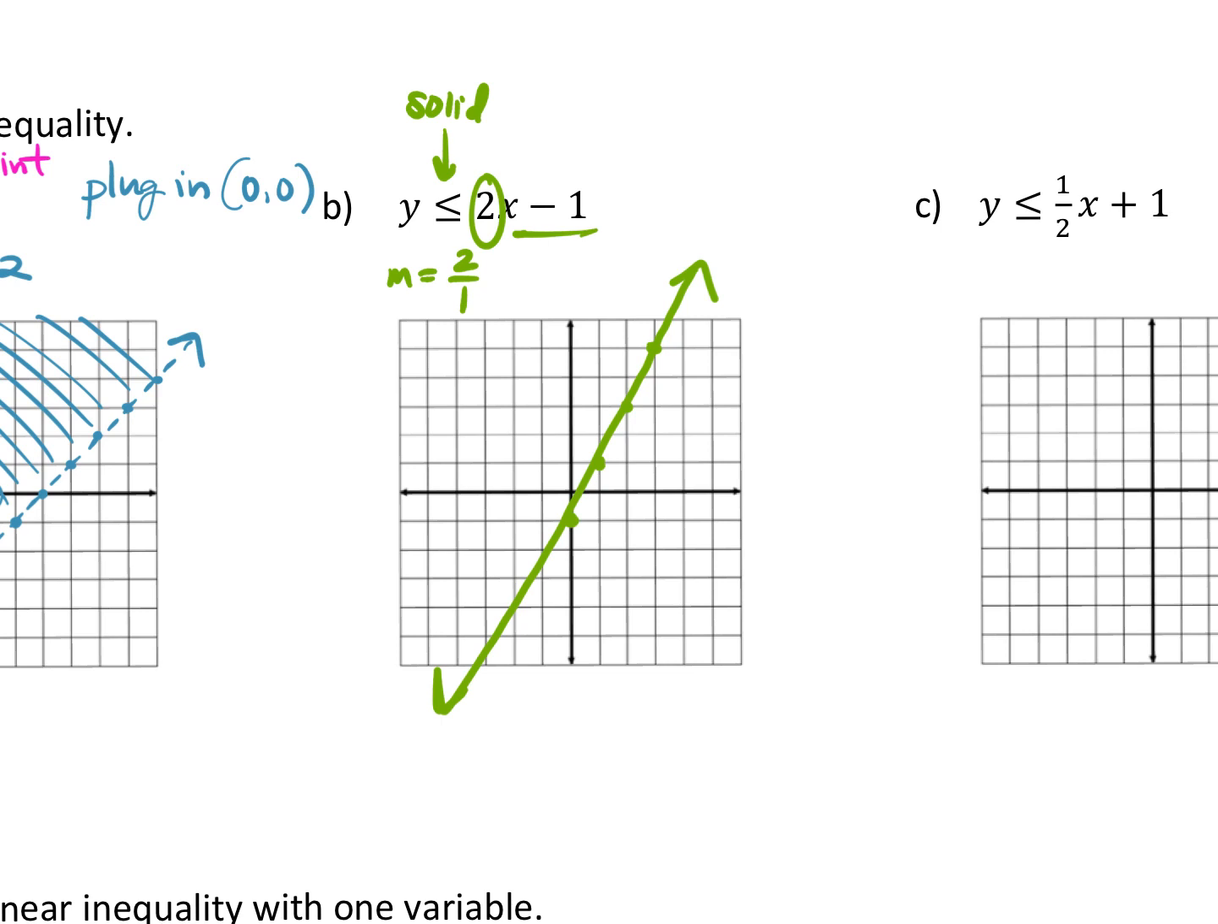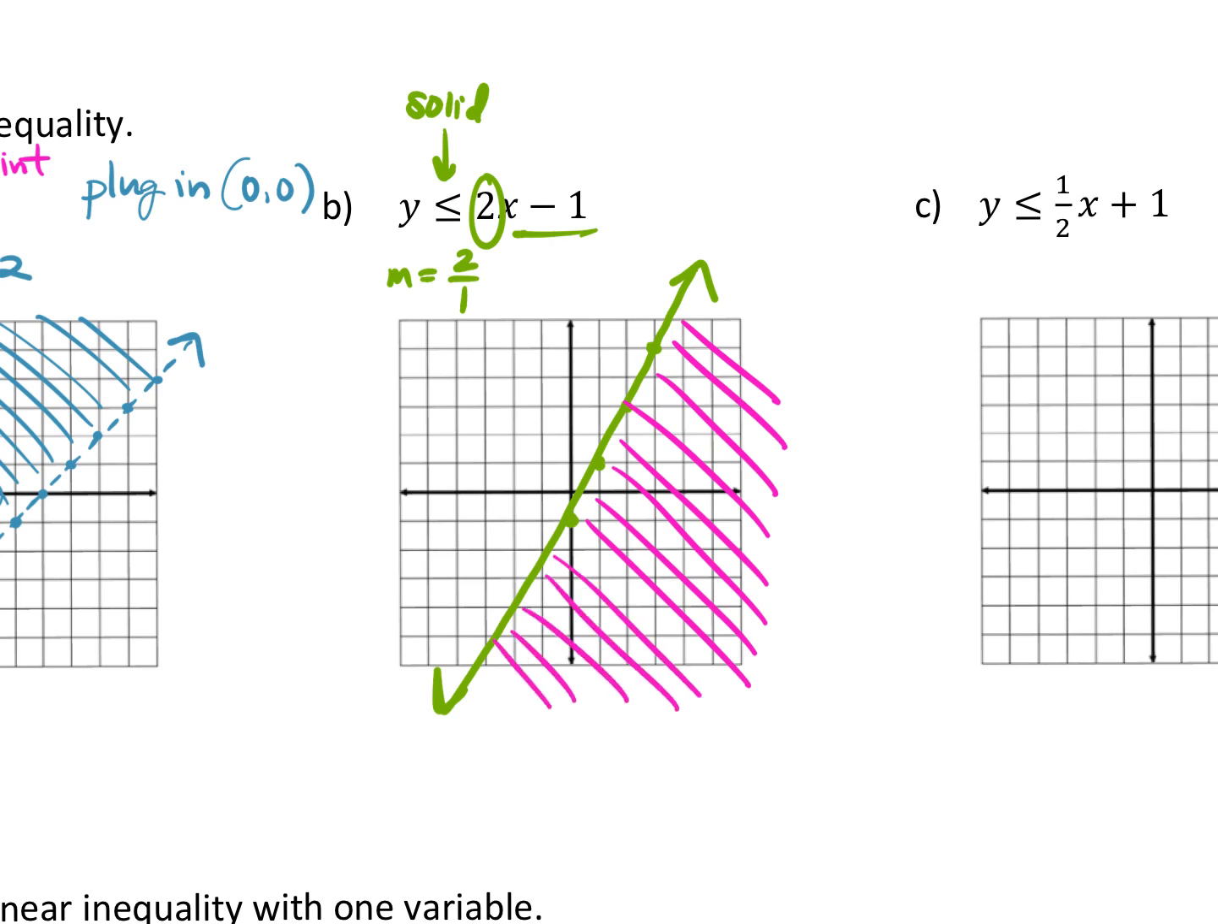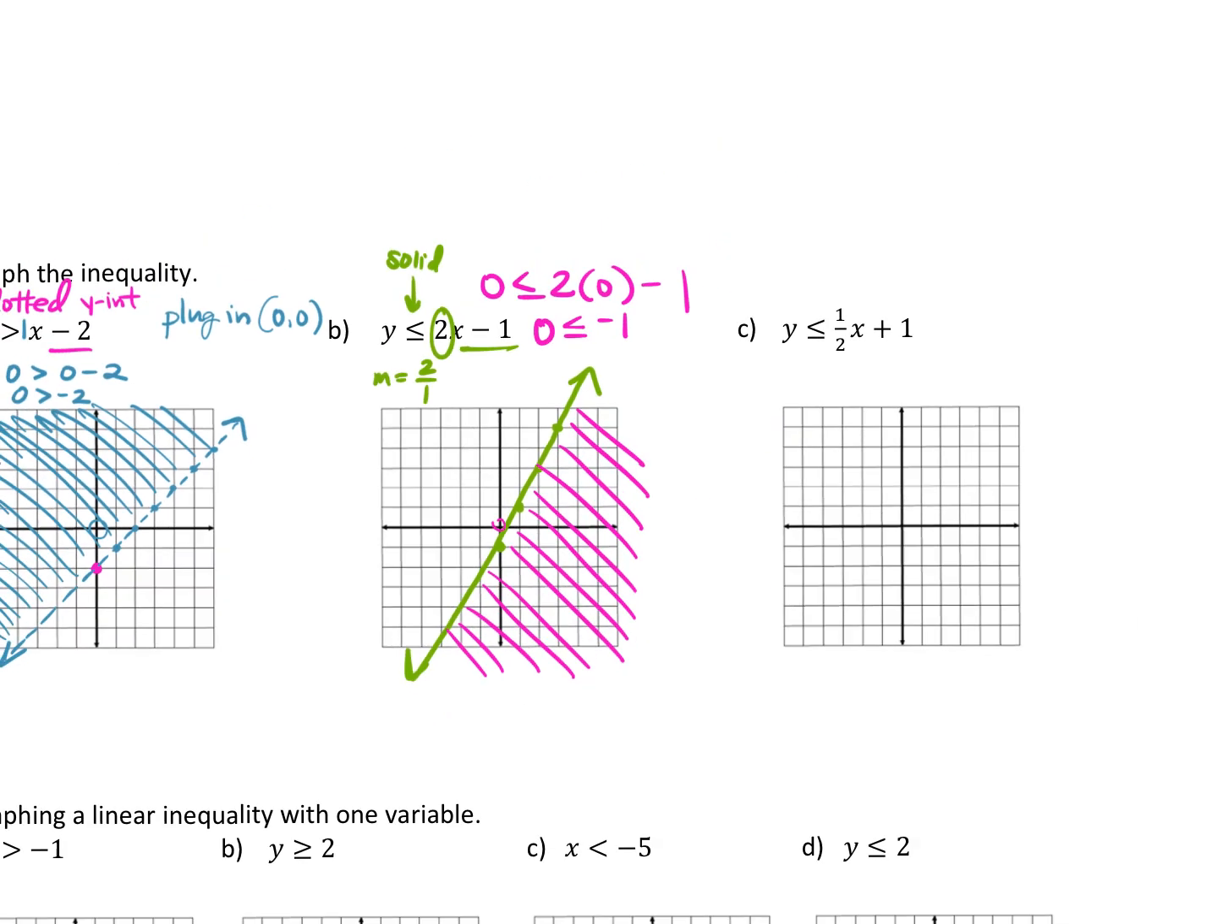Okay. If y is less than or equal to 2x minus 1, where are we going to shade? Below. And below right now would be this way. Or you could plug in (0, 0). 0 is less than or equal to 2 times 0, sorry, minus 1. So 0 is less than or equal to negative 1. That is not true. So we don't want to shade (0, 0), which is right there. So we don't want to shade above. We want to shade below.